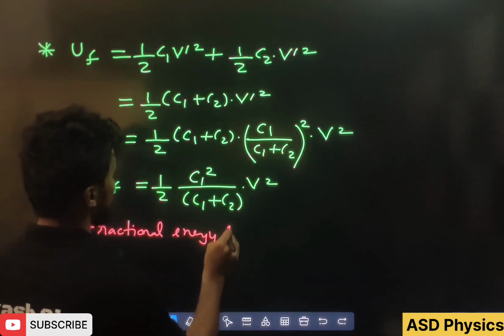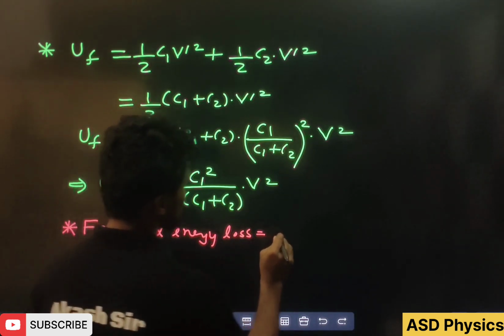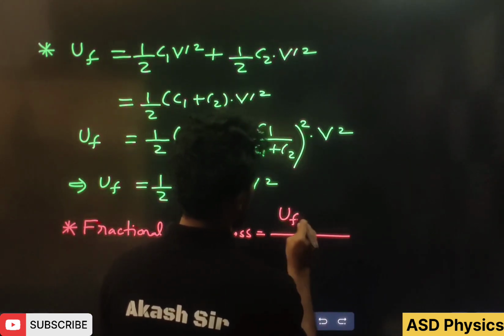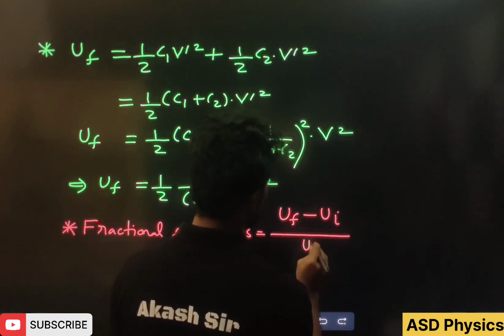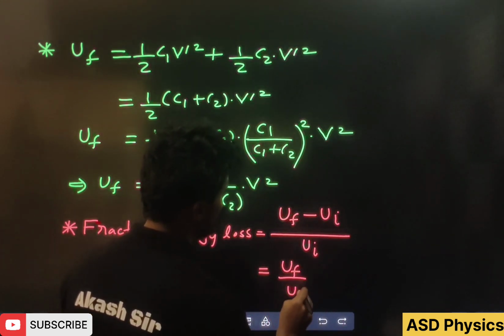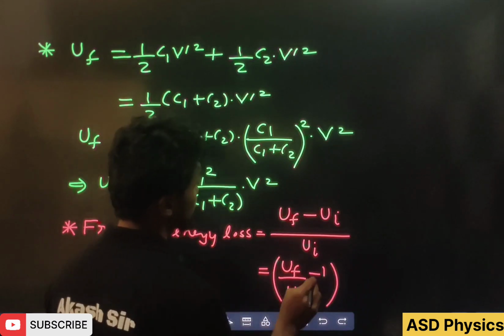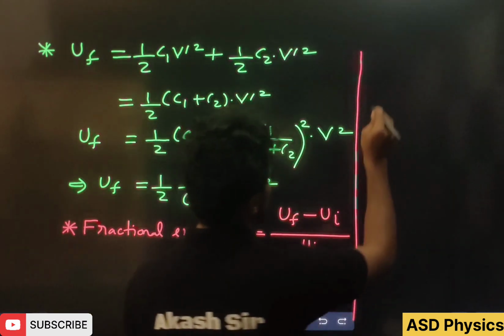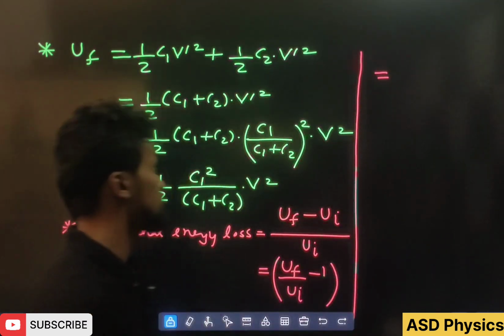Fractional energy loss, students, is given by (UF minus UI) by UI. So what we can write here? This one will become UF by UI minus 1. After that, students, if I write here this UF by UI.